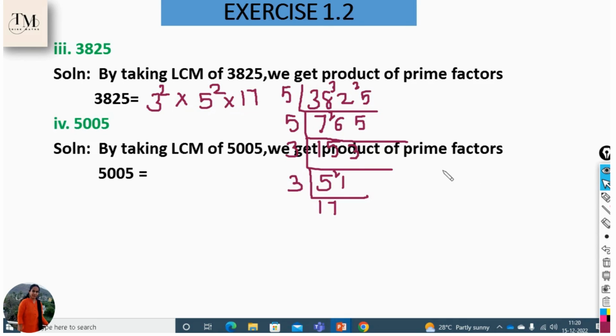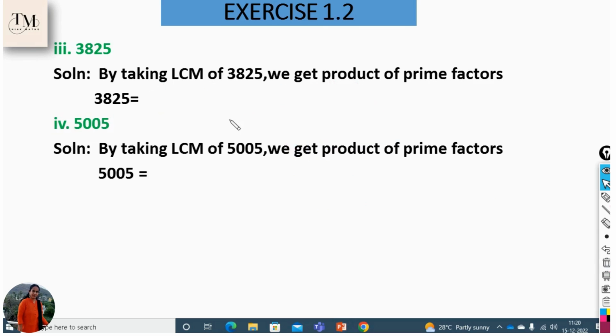5005. So let us calculate 5005. As it ends with 5, I take the prime number 5. 1 0 0 1. So which number? Let me check for 3. So for 3, 1 3 is 3. Balance will be 3. How many times it goes?